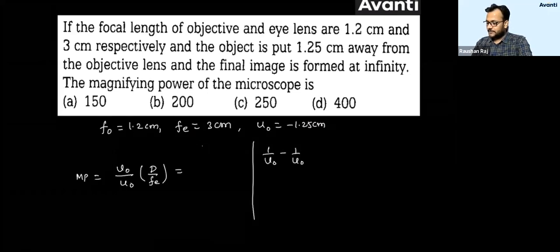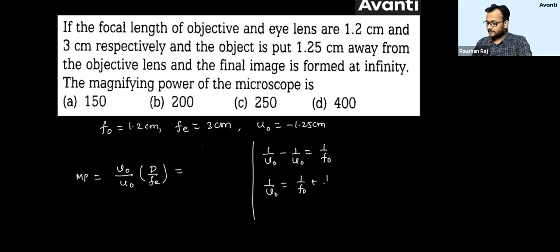So 1 by V naught will be written as 1 by F naught minus or plus 1 by U naught. Now put the values. So 1 by F naught कितना बच्चा लोग? 1.2 plus U naught कितना बच्चा लोग? U naught is minus 1.25. So ये क्या हो जाएगा? नेगेटिव. तो 1 by 0.25. So if I simplify this, I'll get 10 by 12 minus 100 by 125. Correct है? So this will give us 4. ये हो जाएगा 5. This is 5. This is 6. So if I get the LCM, I'll get 6.